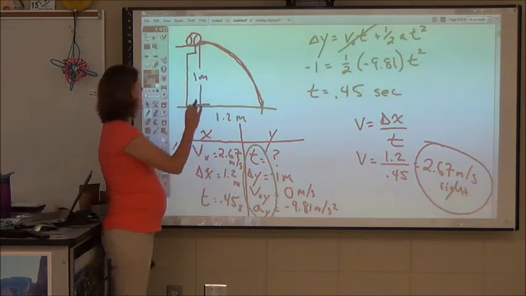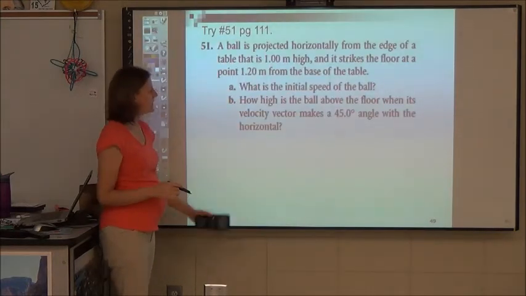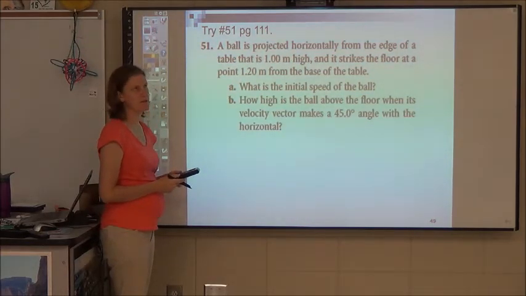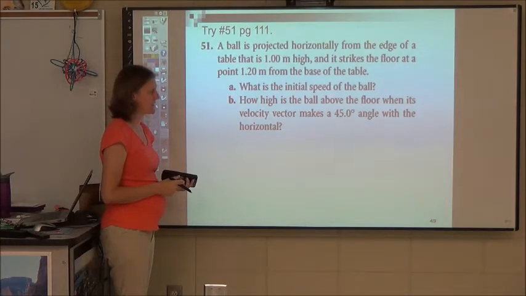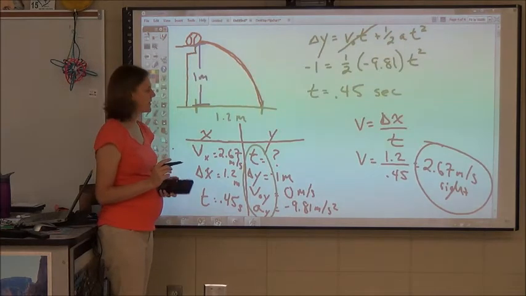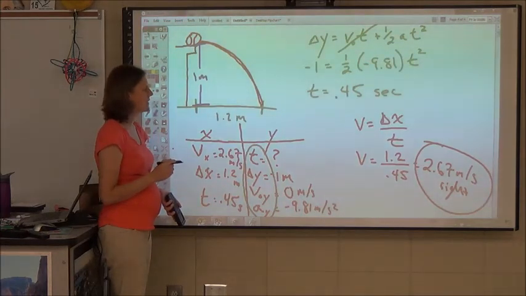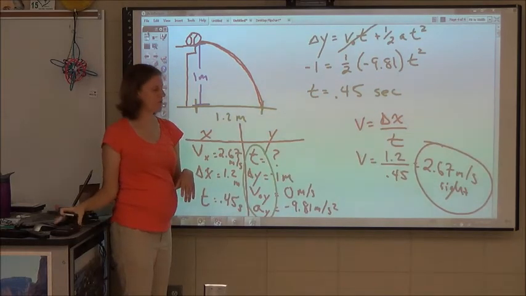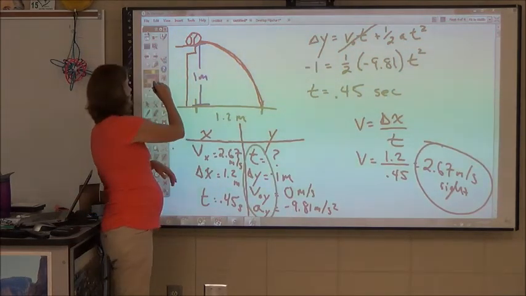And we're going to look at the second question. It says, how high is the ball above the floor when its velocity vector makes a 45-degree angle with the horizontal? All right, kind of a weird question. How high is the ball above the floor when its velocity vector makes a 45-degree angle with the horizontal?